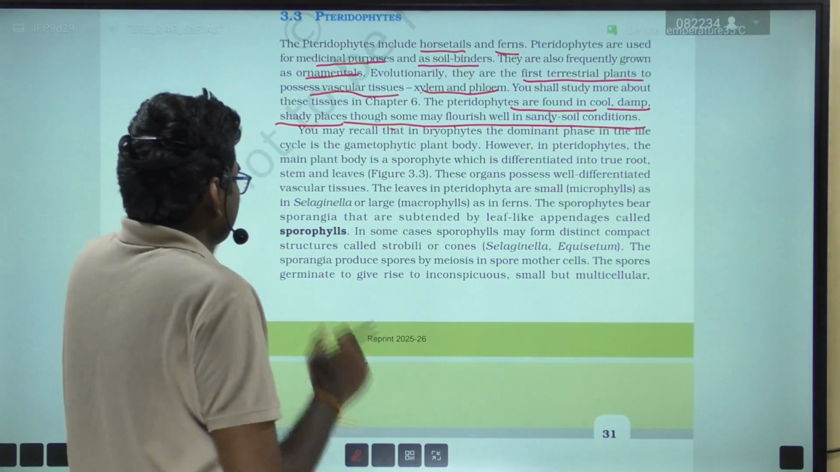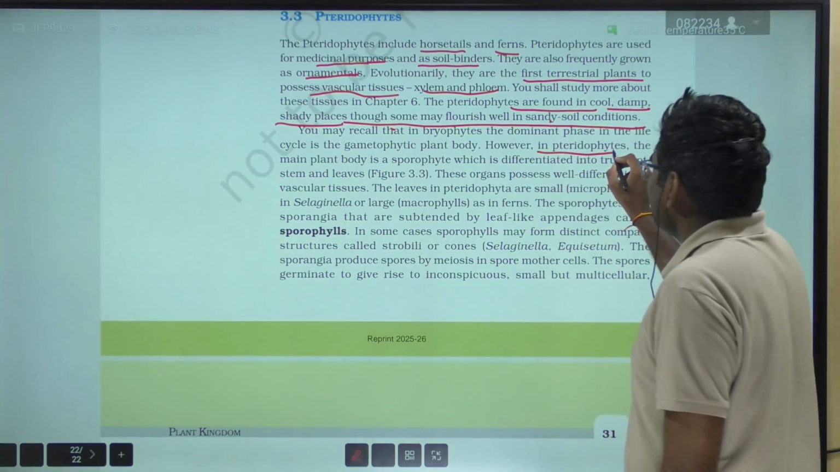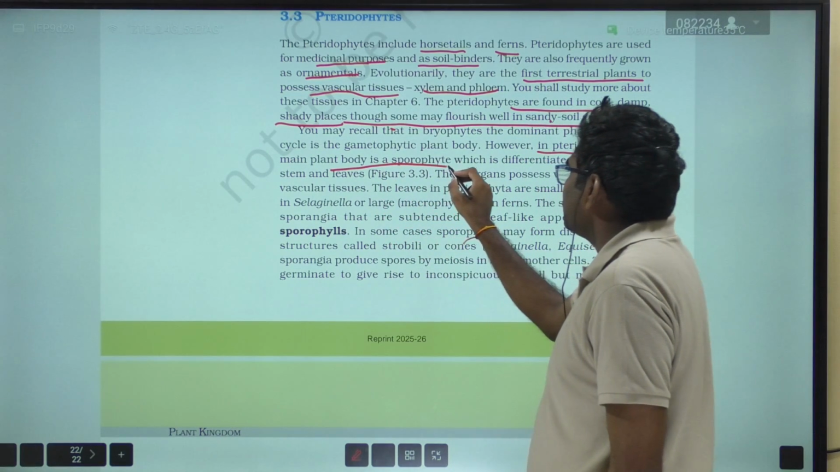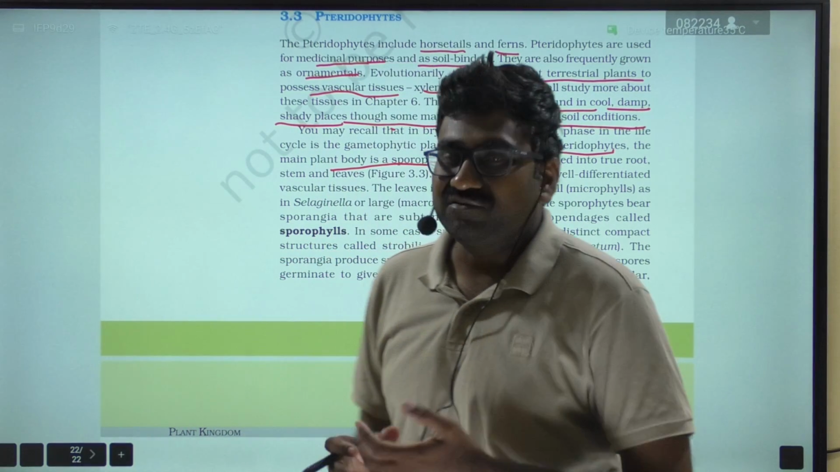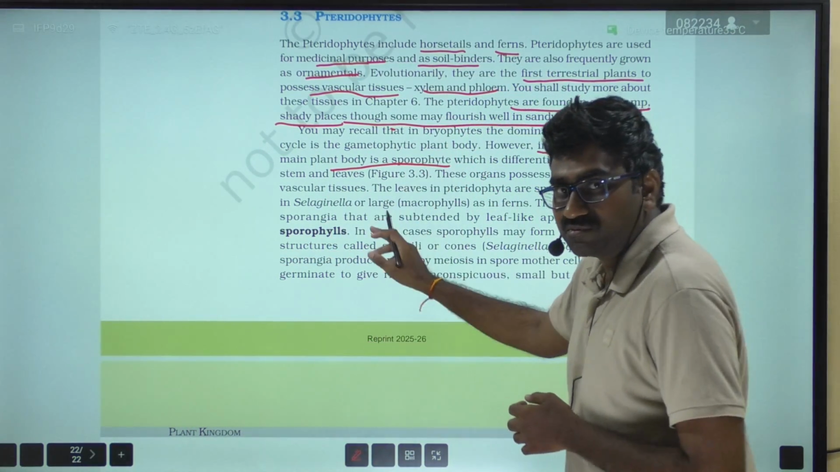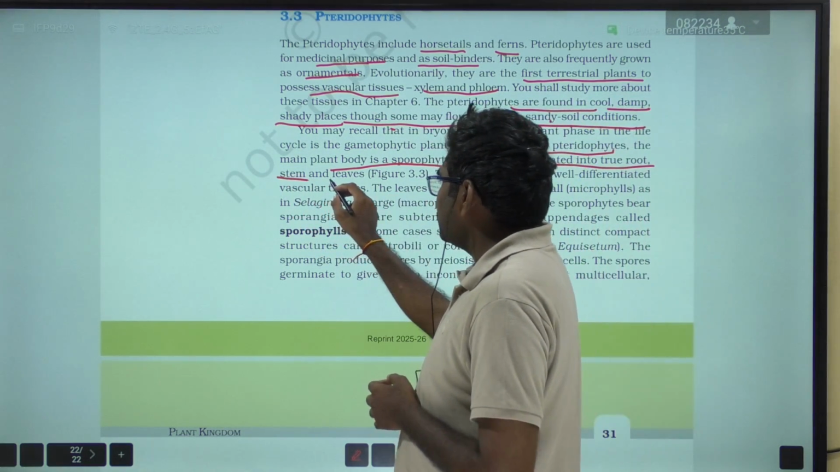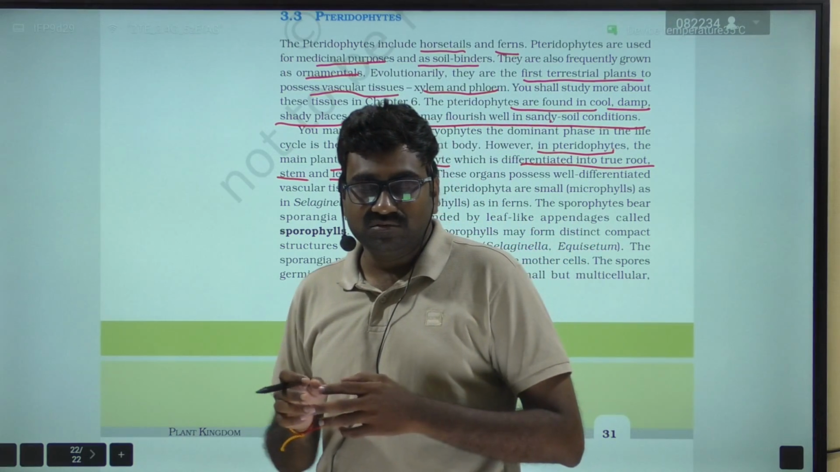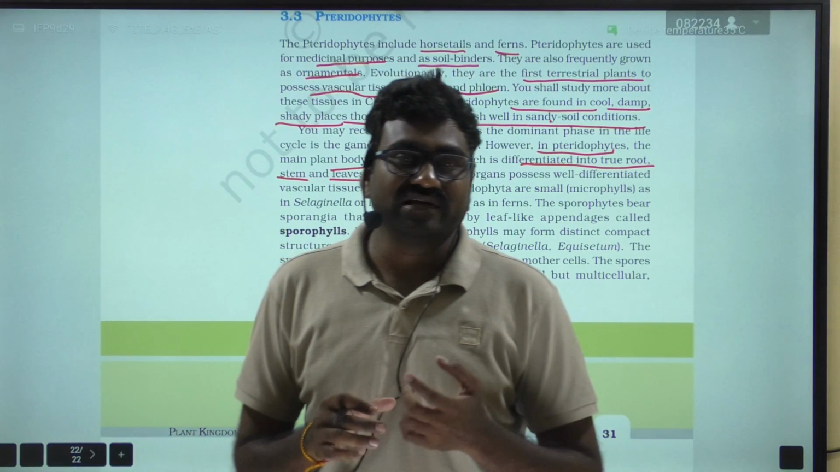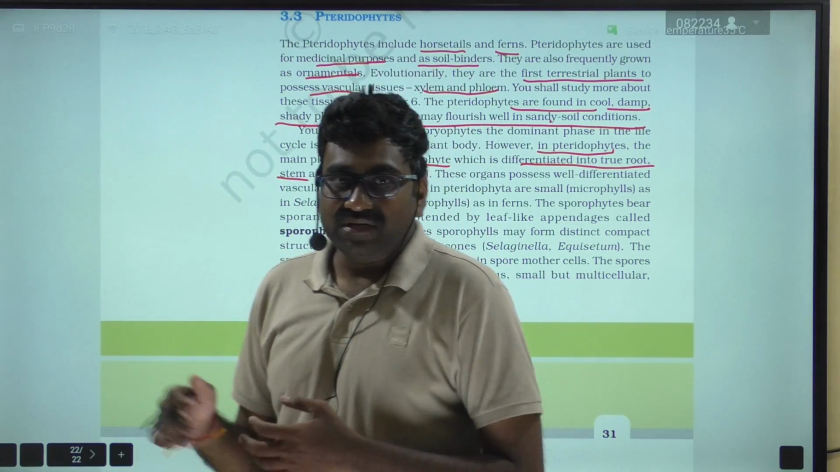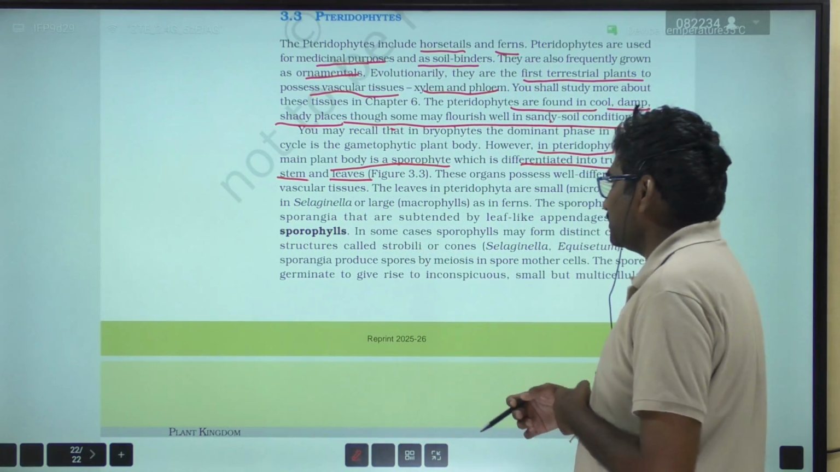In pteridophytes the main plant body is sporophyte, whereas in bryophytes the main plant body is gametophyte. The sporophyte is differentiated into true root, true stem and true leaves, whereas in bryophytes root-like, stem-like and leaf-like structures are present.